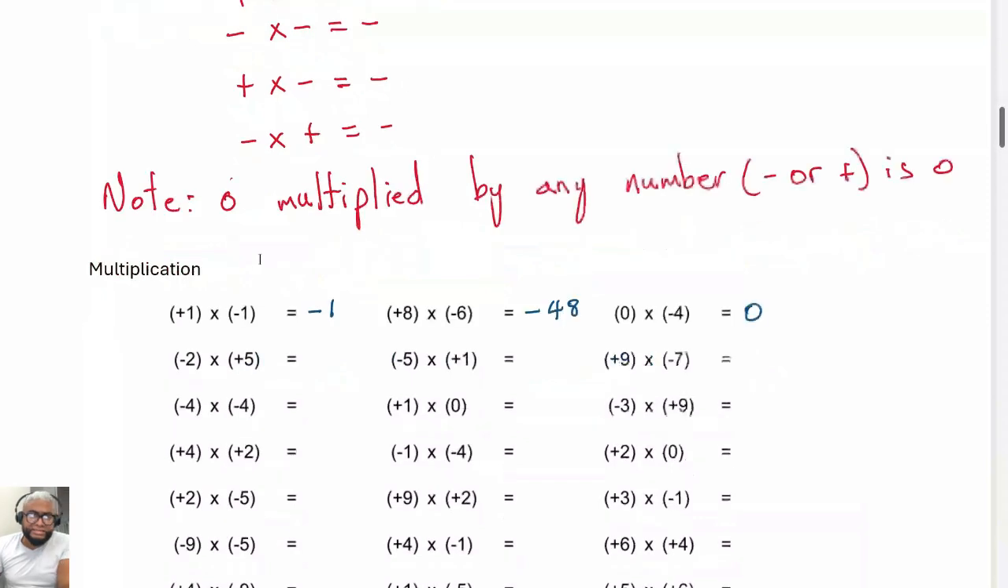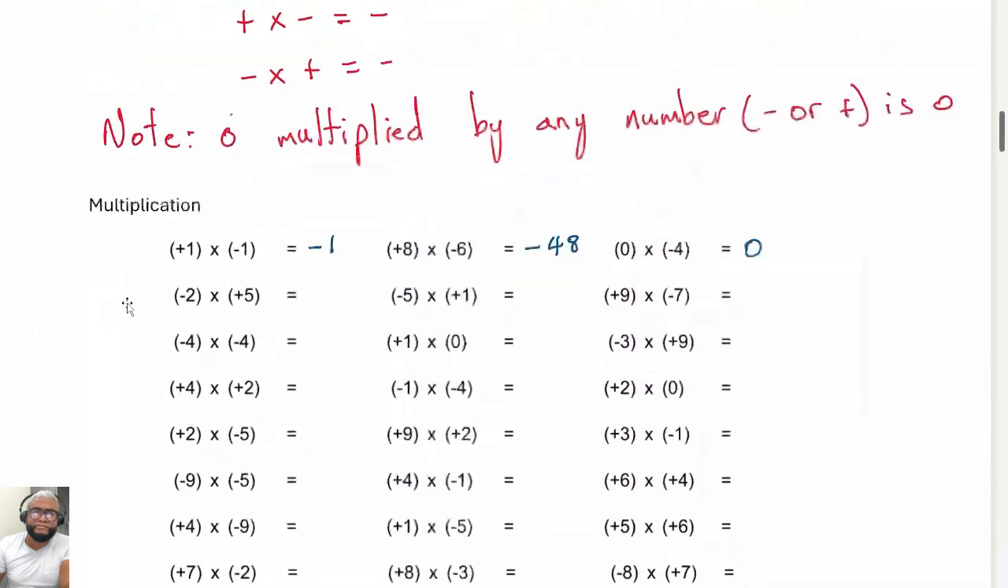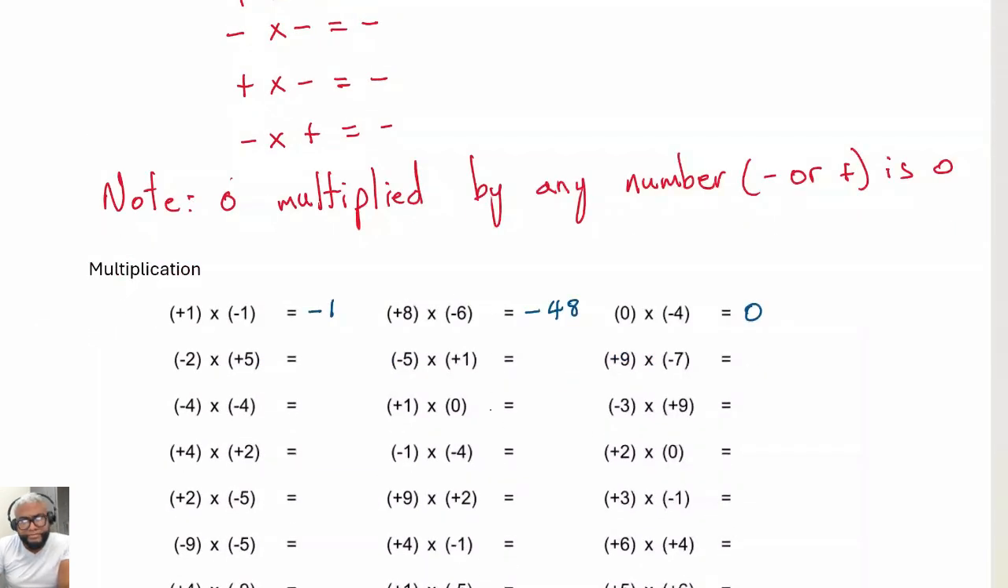Next one, Ramdas. -2 multiplied by +5. Negative 2 multiplied by positive 5 will be -10. Amani Bob, -5 multiplied by +1. Negative 5 multiplied by positive 1 is -6, sir. 5 multiplied by 1 is 6. Sorry, sir, I saw wrong. -5 multiplied by positive 1 is -5.